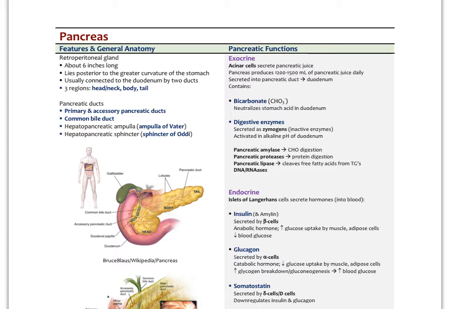So unlike a lot of the other digestive organs, the stomach, the small intestine, large intestine, the pancreas is retroperitoneal, so it's behind the peritoneal cavity. That's similar to the kidney system as well, of course. It's about 6 inches long, it's posterior to the greater curvature of the stomach, and it's connected to the duodenum by 2 ducts. And we'll look at those ducts here in just a moment.